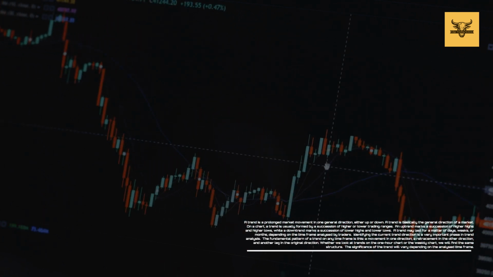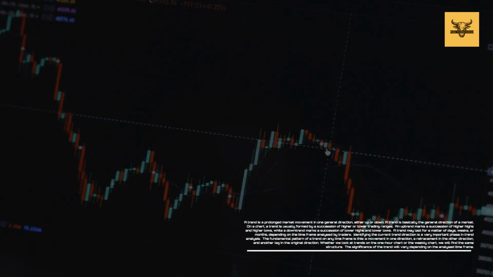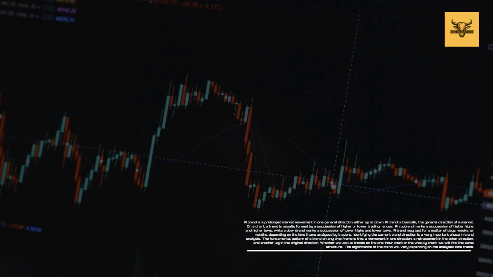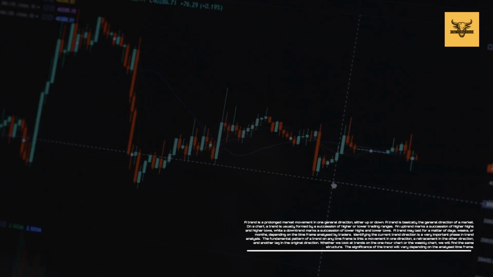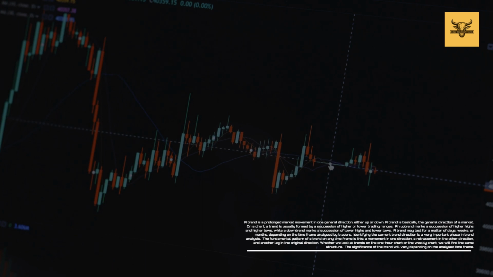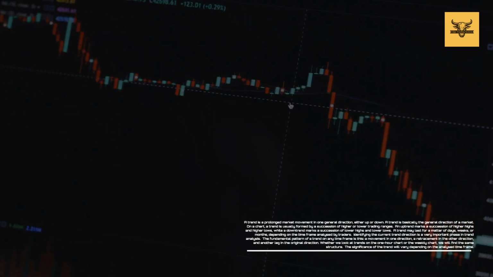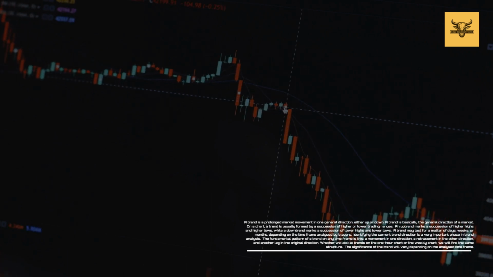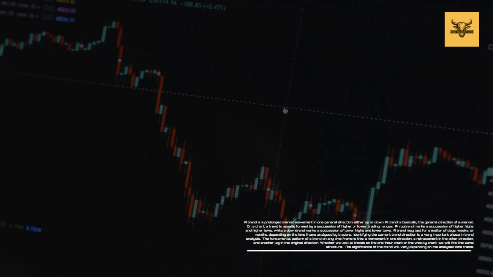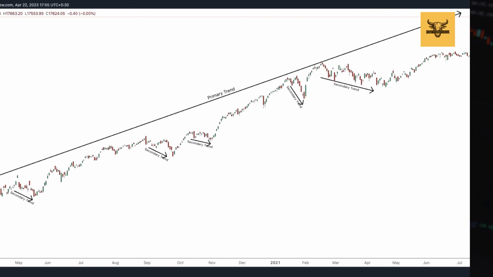The fundamental pattern of a trend on any time frame is this: a movement in one direction, a retracement in the other direction, and another leg in the original direction. Whether we look at trends on the 1-hour chart or the weekly chart, we will find the same structure. The significance of the trend will vary depending on the analyzed time frame.